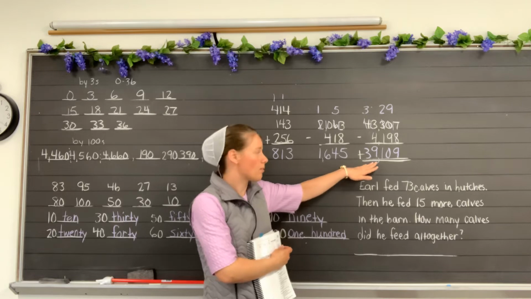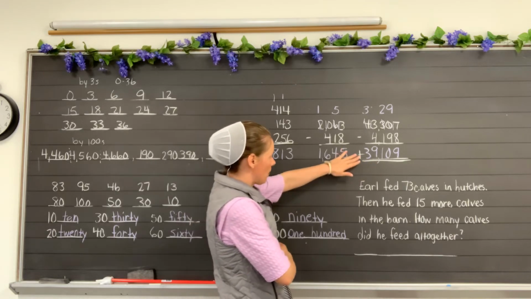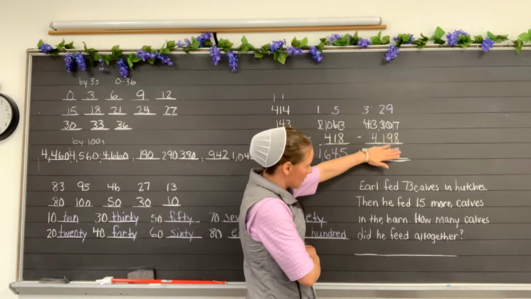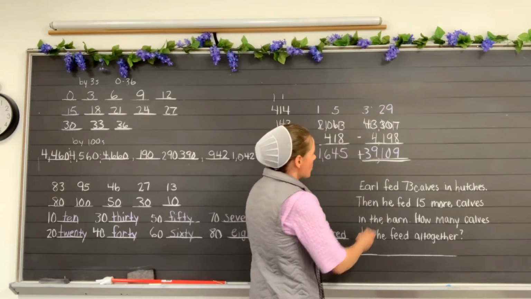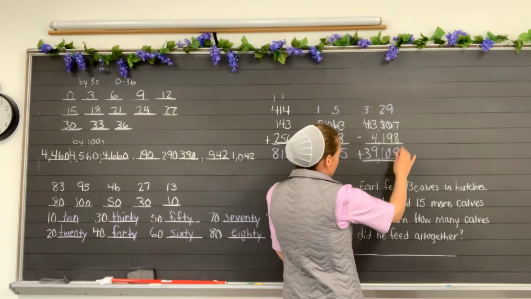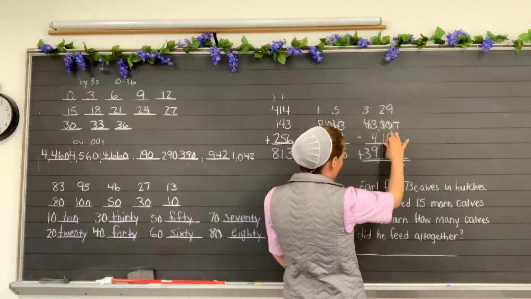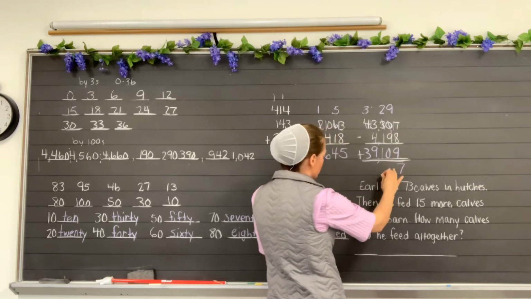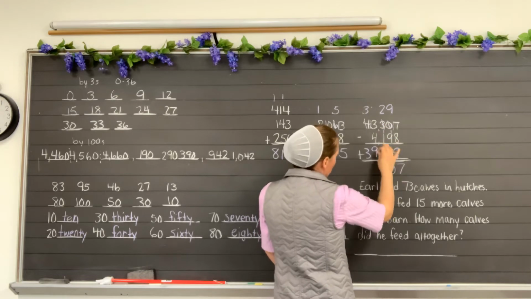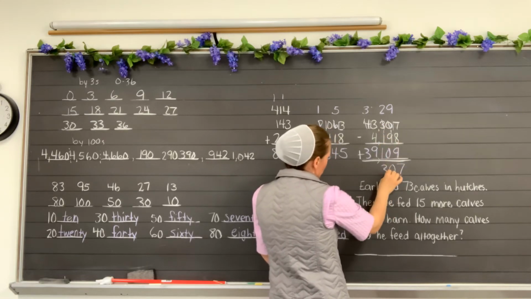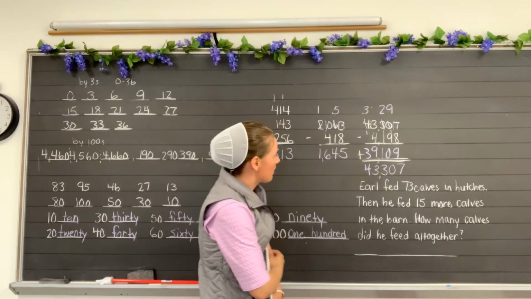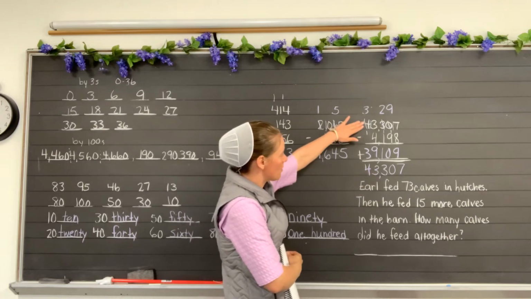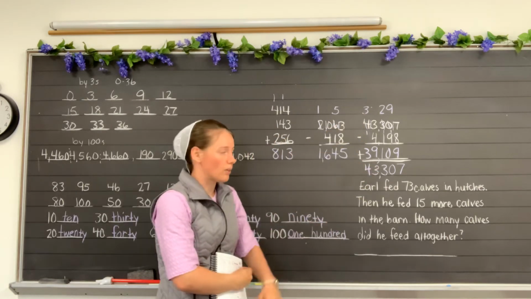And we have a plus and equal sign here, which means we need to check this answer to make sure it's the right one. So we will check by addition. We add these two numbers together, and it's supposed to be the same as this number was. So 8 plus 9 is 17. 1 plus 9 plus 0 is 10. 1 plus 1 is 2 plus 1 is 3. 4 plus 9 is 13. 1 plus 3 is 4. So 43,307, and it's the same as this, so our answer is correct on that.